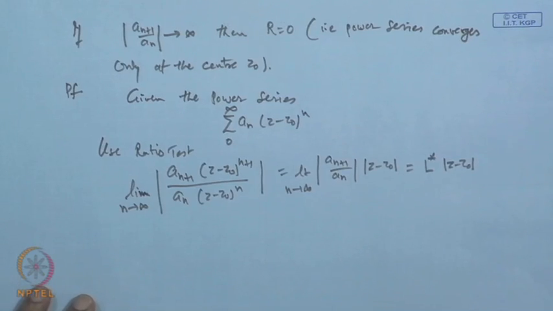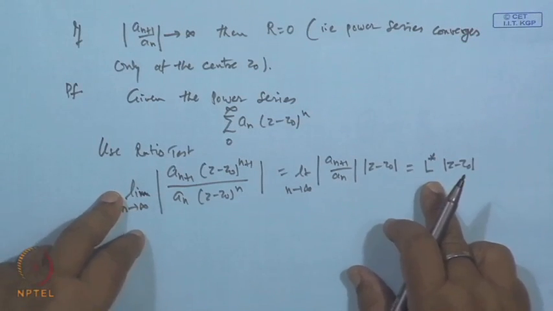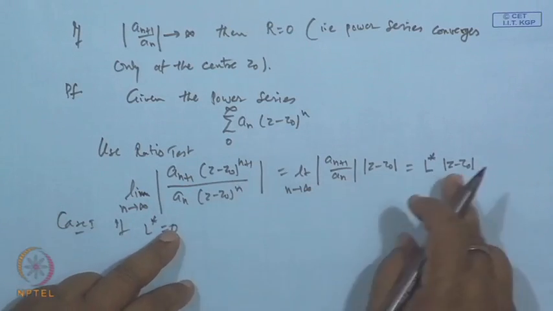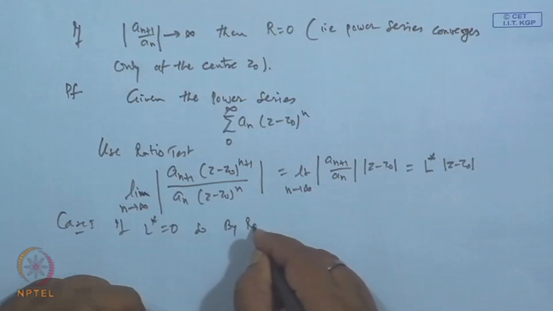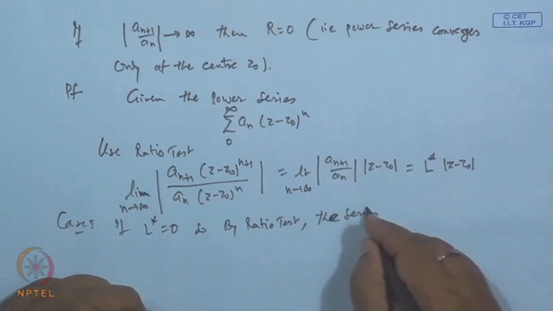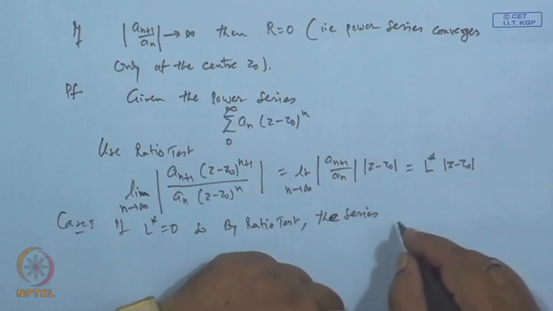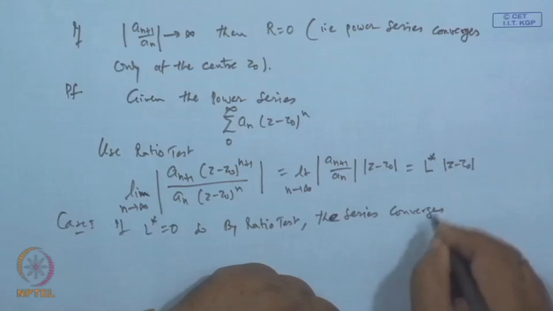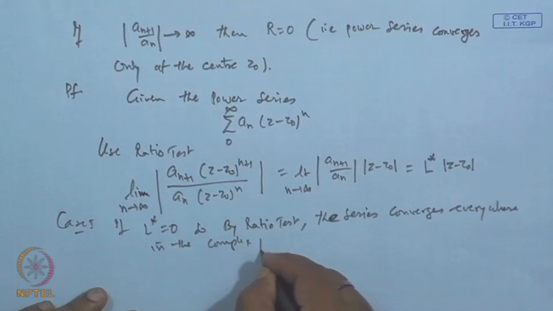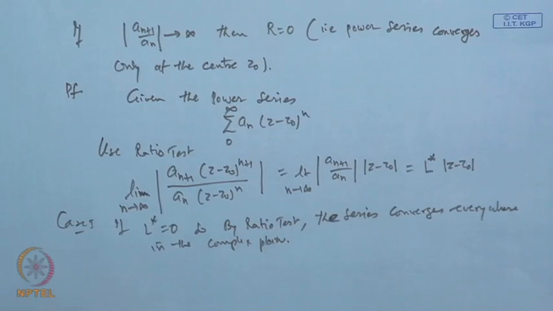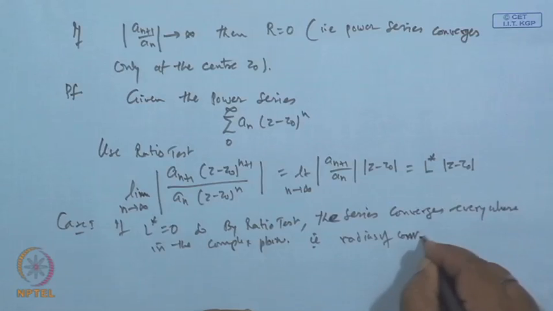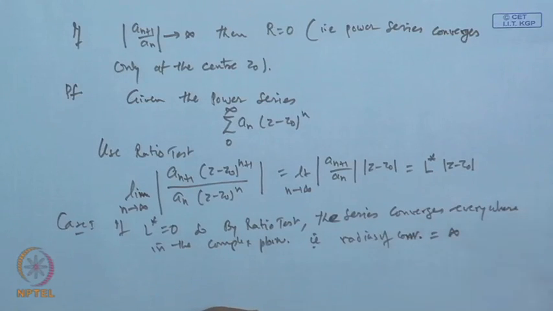Now, case 1: if L star is 0, this ratio is strictly less than 1. So, by the ratio test, the power series converges everywhere in the complex plane, that is, the radius of convergence R will be equal to infinity.